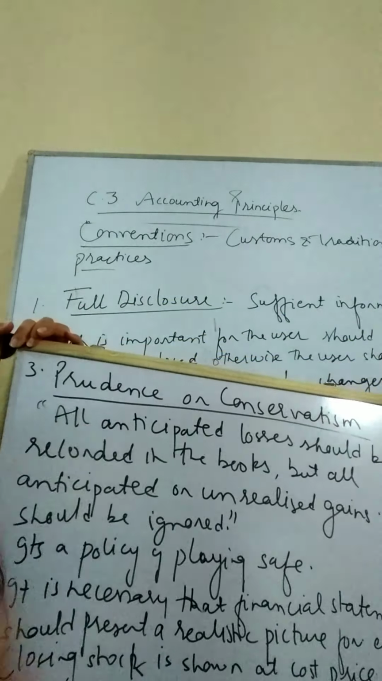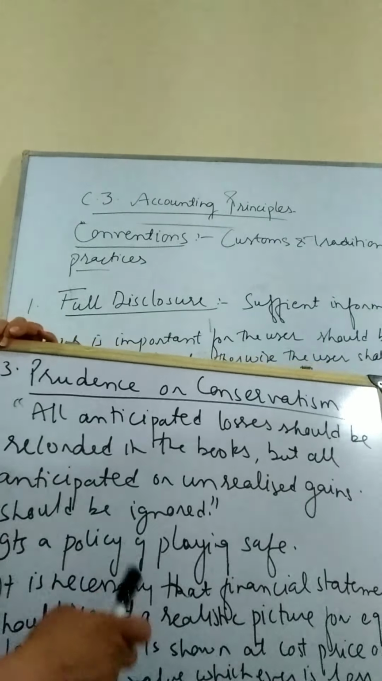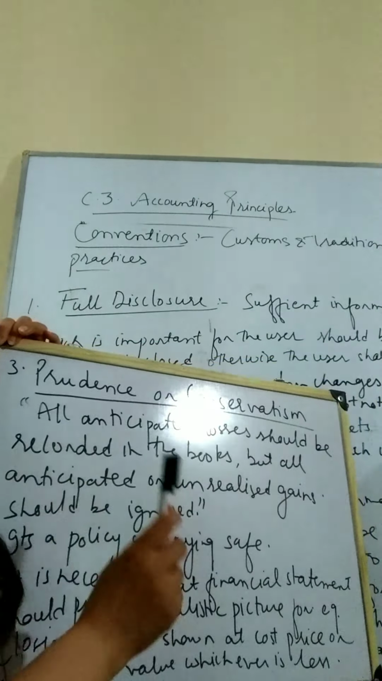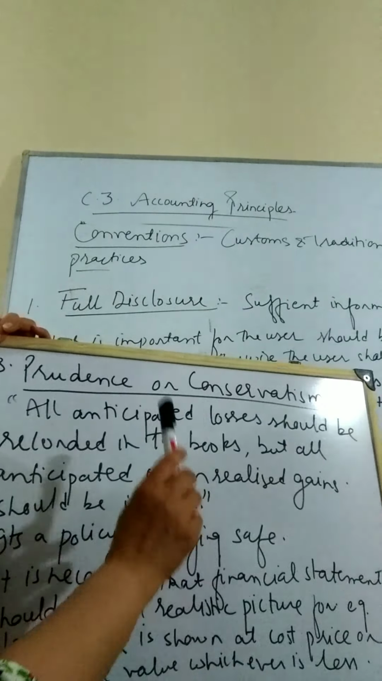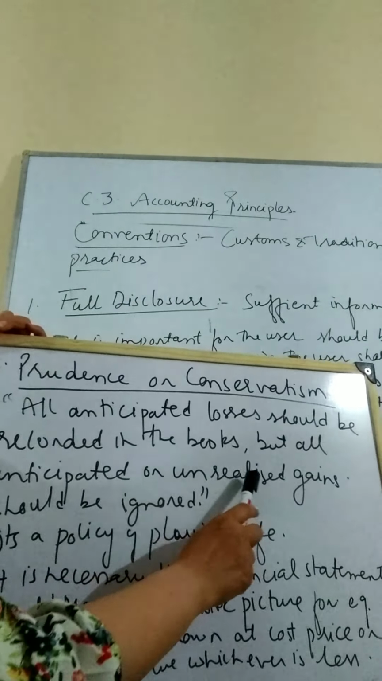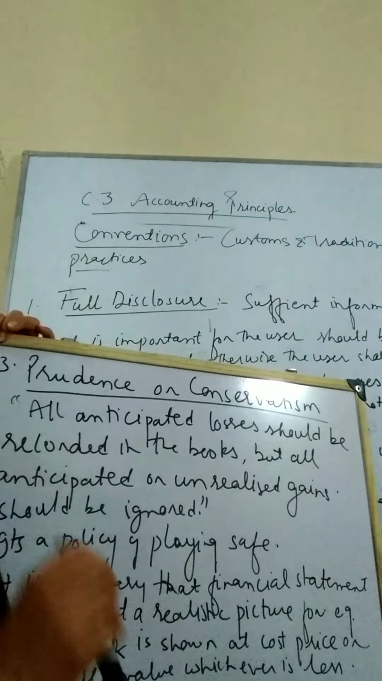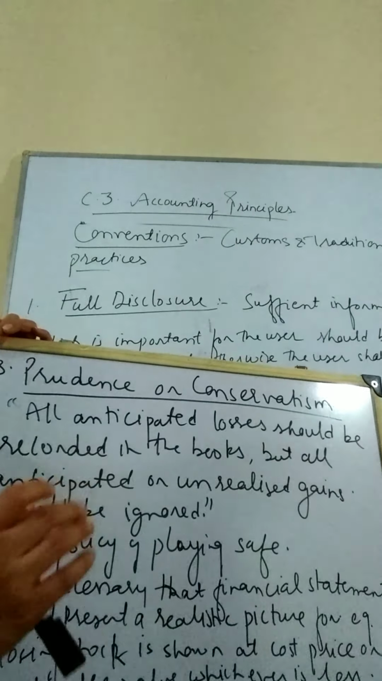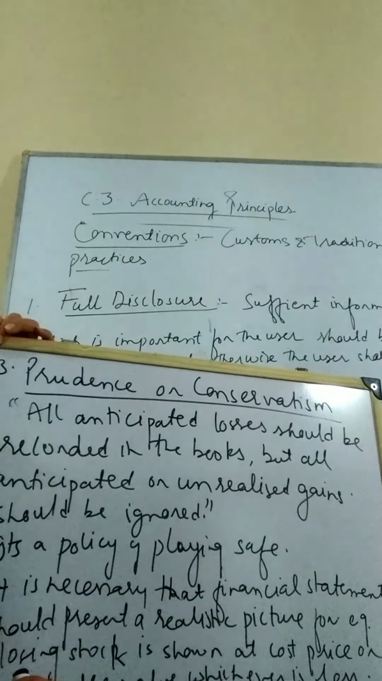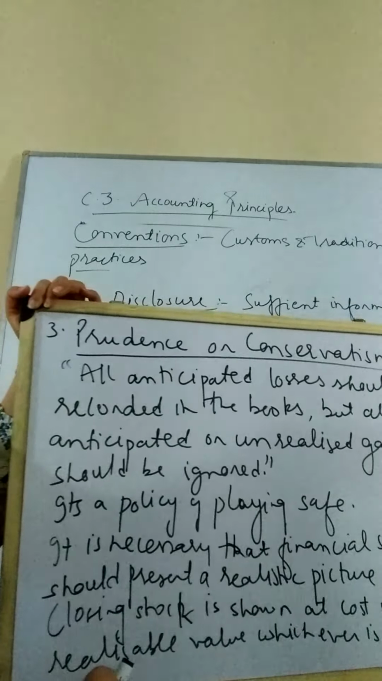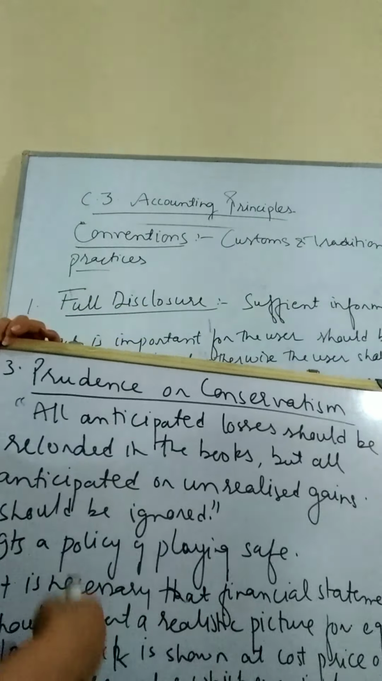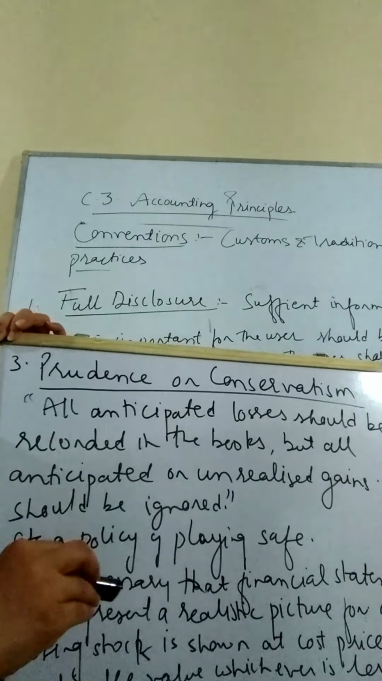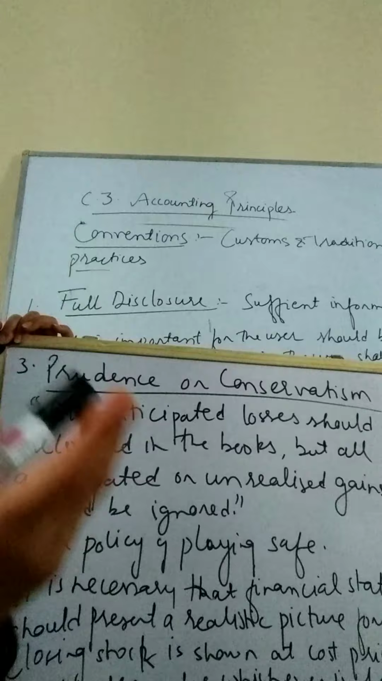Now what this particular convention says: all anticipated losses should be recorded. All anticipated losses shall be recorded in the books, but all anticipated or unrealized gains should be avoided. We have to provide for the losses even if we see them from a far off distance. But we cannot provide any profit, any gain, unless and until we have received it. This is called the process of prudence or the convention of conservatism, that anticipated losses shall be shown in the books of accounts even though they are anticipated.